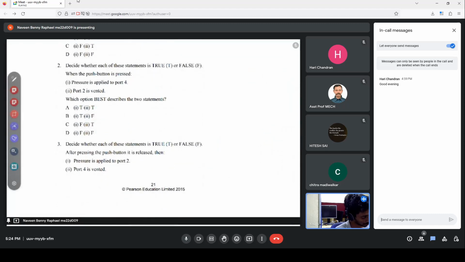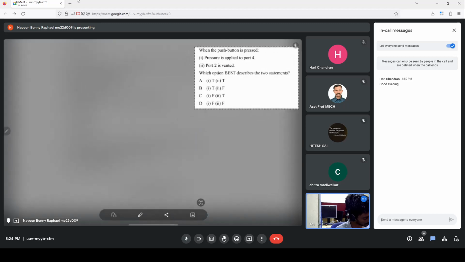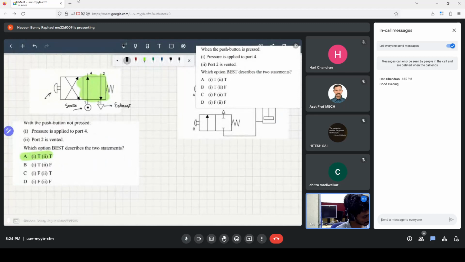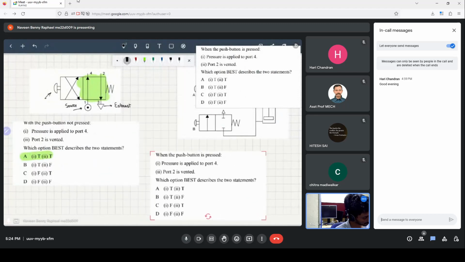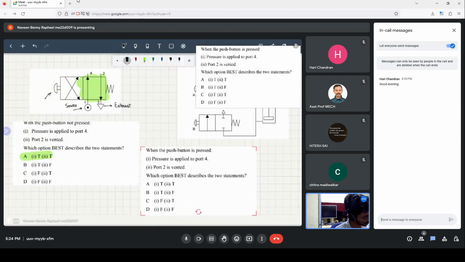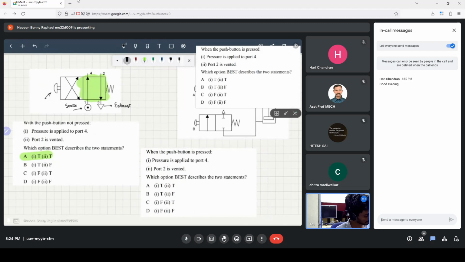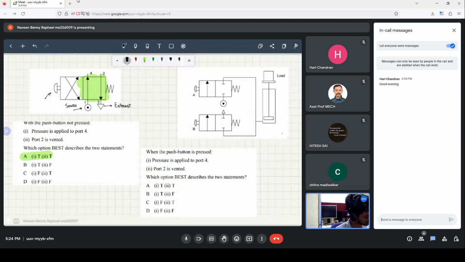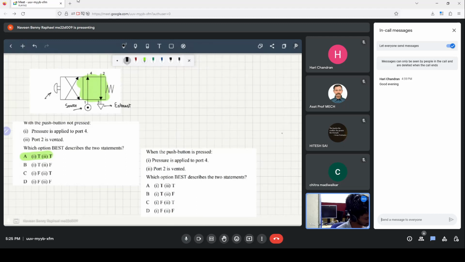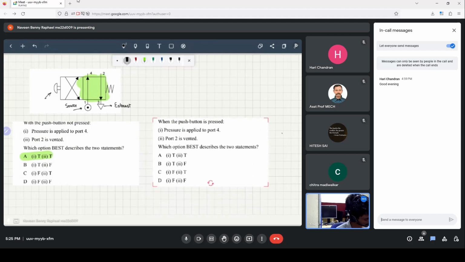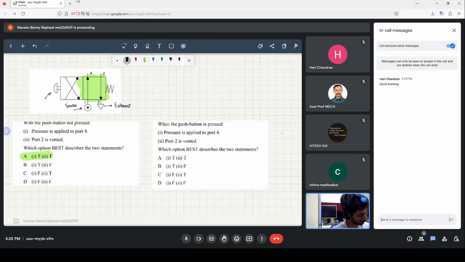If you are pushing the button, can you solve this now? As in, what happens when the push button is pressed?